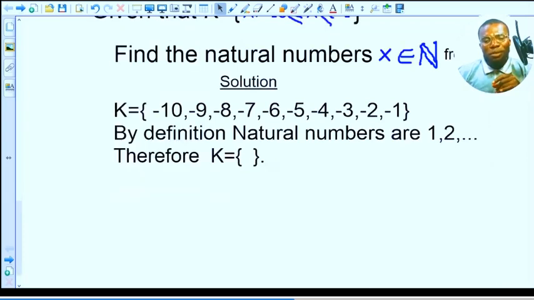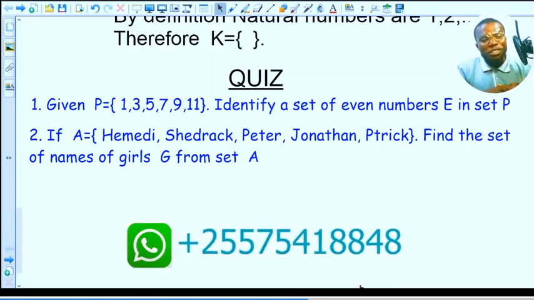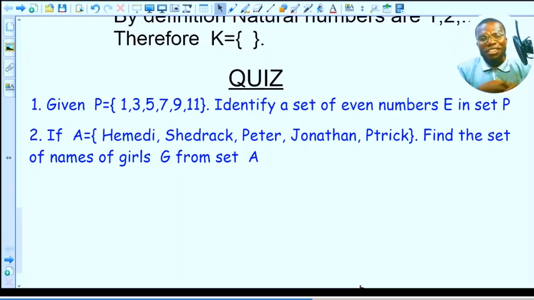So let me give you a quiz so that you can try to do it by yourself, right, dear students? Here are 2 questions. You can perform it by yourself, and you can leave your answers in the comment section, or you can use this WhatsApp number to show me your answers. So I encourage you to try to solve these 2 questions.